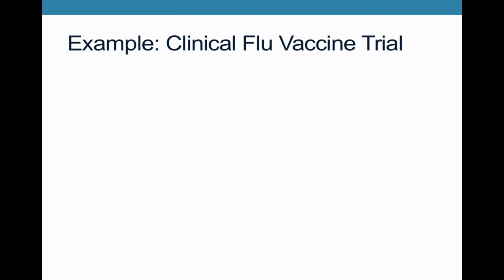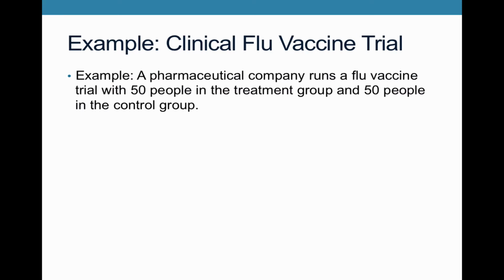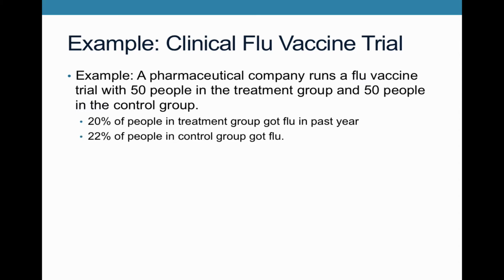So let's go through that example that we covered before on a clinical flu vaccine trial. Remember, there was a pharmaceutical company that was running a vaccine trial with 50 people in the treatment group that received the vaccine and 50 people in the control group that didn't receive the vaccine. We saw that 20% of people in the treatment group got the flu last year, 22% of people in the control group got the flu. And the question is, is the vaccine effective? We see that more people got the flu who didn't receive the vaccine.